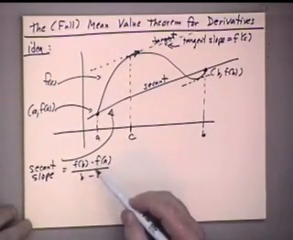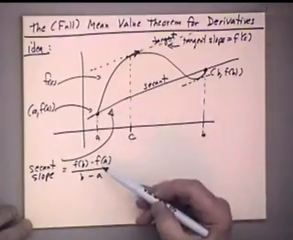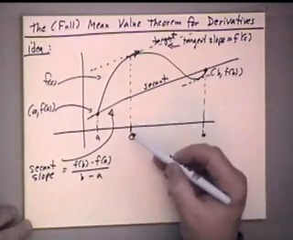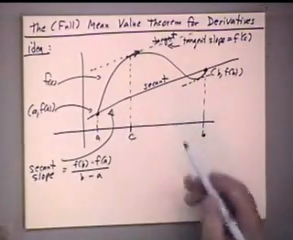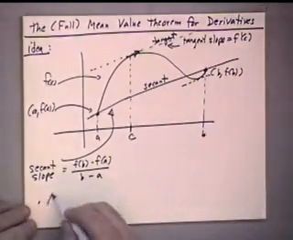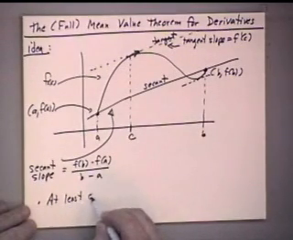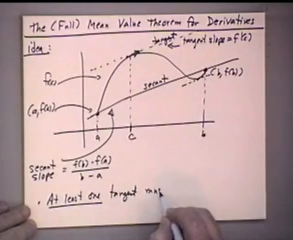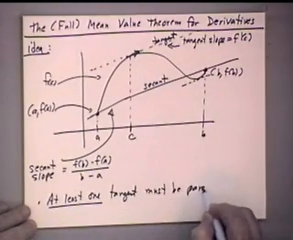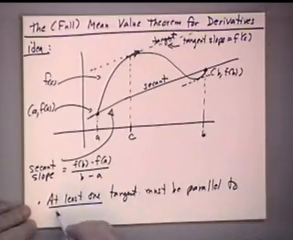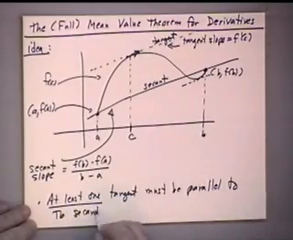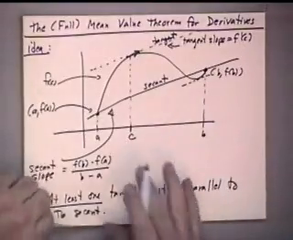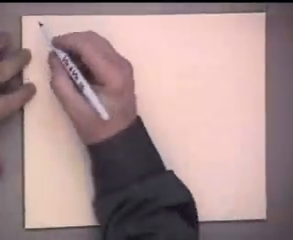So now what we're saying in the theorem is that the secant slope, this number here, and the tangent slope, this number here, will have to be equal for some value C somewhere. So let me write that down here at the bottom. At least one tangent must be parallel to the secant somewhere in that interval. It is visually obvious that this has to happen. Now let's prove it rigorously using mathematics.